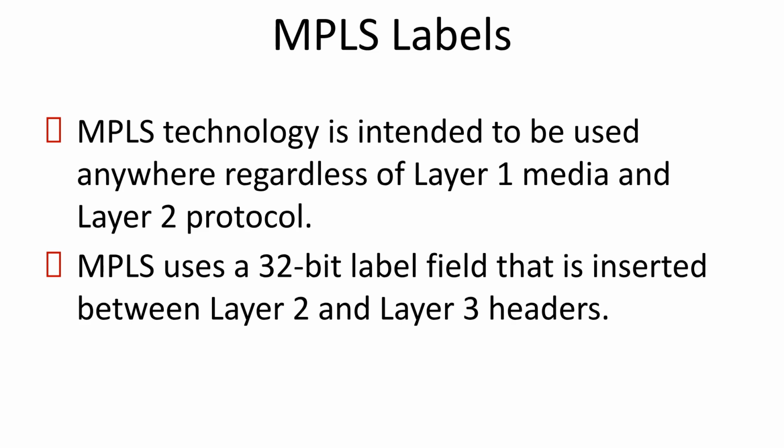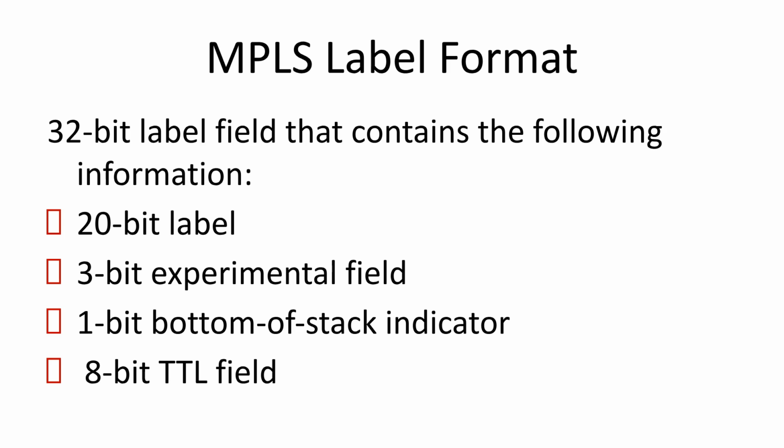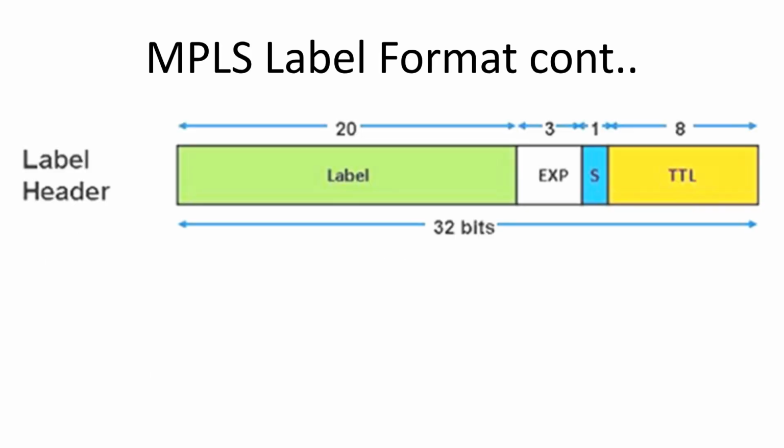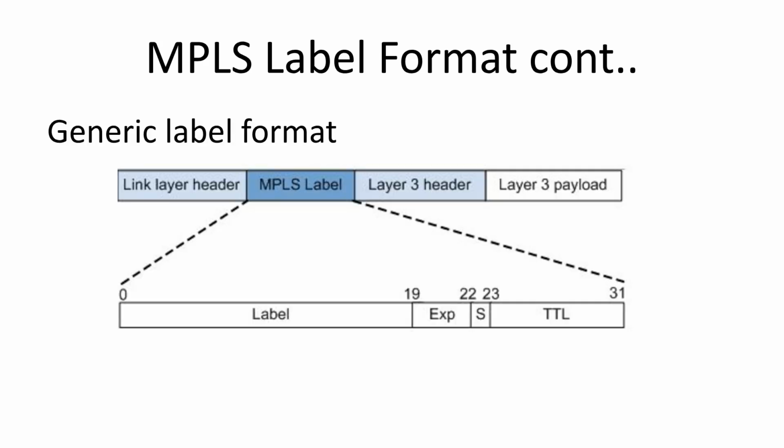MPLS technology is designed to be used regardless of the underlying Layer 1 media and Layer 2 protocol. It inserts a 32-bit label field between the Layer 2 and Layer 3 headers. The 32-bit MPLS label field contains four components: a 20-bit label, a 3-bit experimental field, a 1-bit bottom-of-stack indicator, and an 8-bit time-to-live, or TTL field. This diagram illustrates the structure of the 32-bit MPLS label field and its components. This image shows the generic label format, positioned between the link layer header and the Layer 3 header, along with the detailed structure of the 32-bit label.